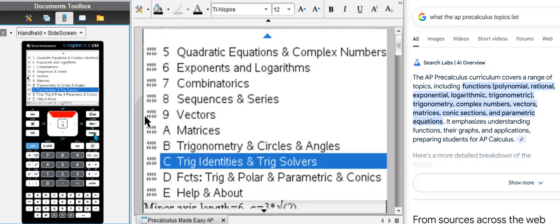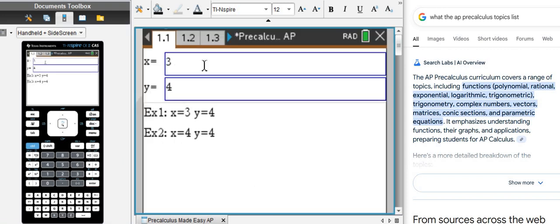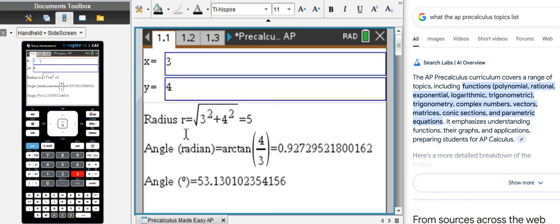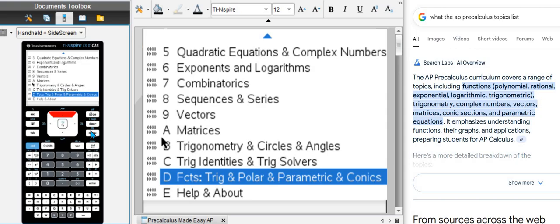Trig identities or trig functions. Let me just show you how you can quickly convert rectangular coordinates 3, 4 into polar coordinates, using the standard conversion formulas. Radius is just 5, and the angle is inverse tangent of 4/3, which is this, or I give it to you also here in degrees instead of radians. So it's that simple to use.